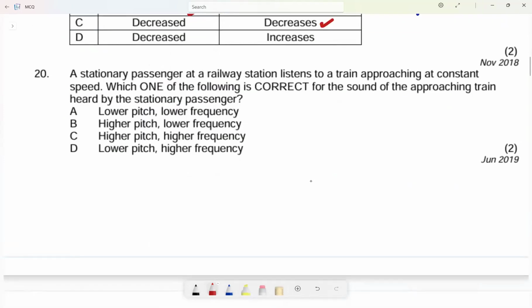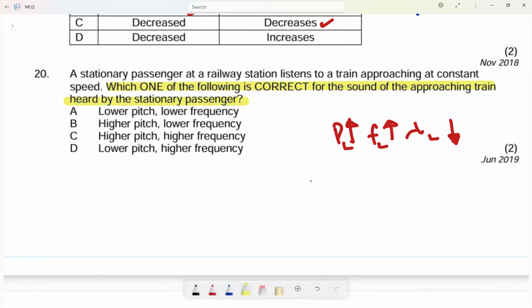A stationary passenger at the railway station listens to a train approaching with a constant velocity. I know the frequency and the pitch heard by the listener should increase, and the wavelength should decrease, because it is approaching. If it is approaching, the distance between the two is less. So which one of the following is correct for the sound of an approaching train heard by the stationary listener?